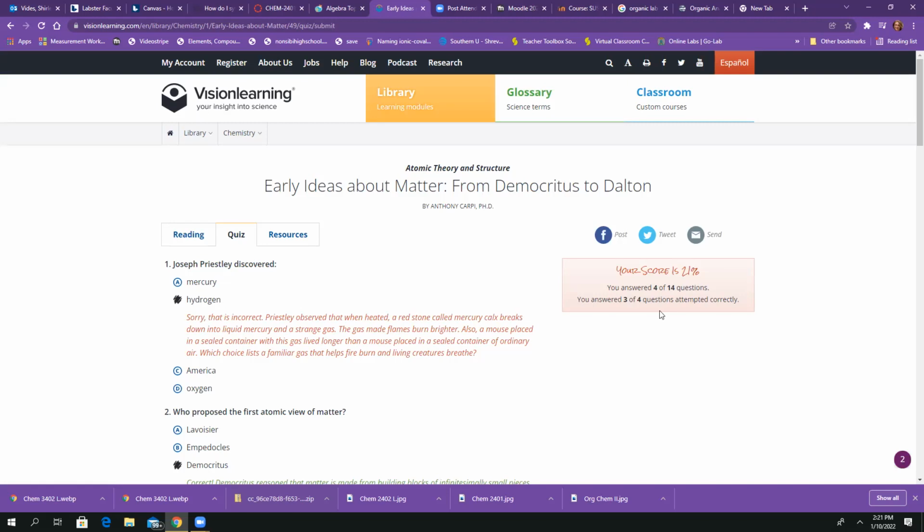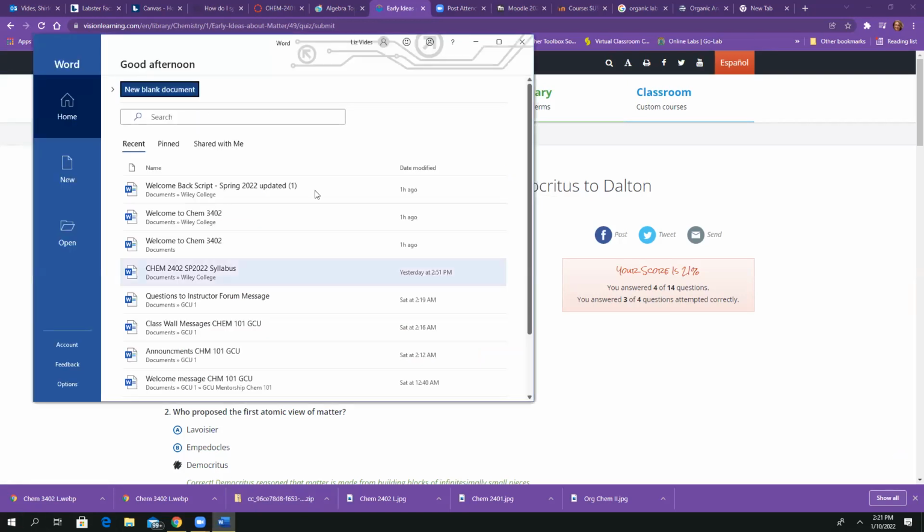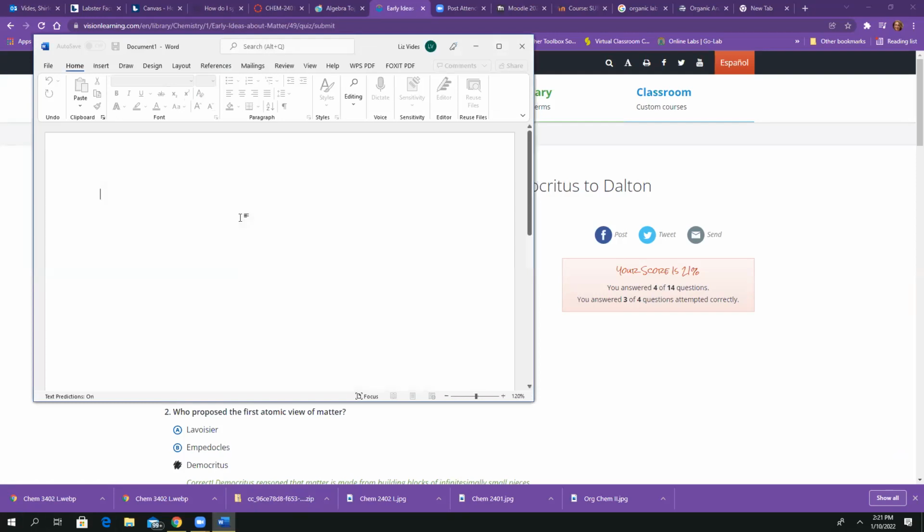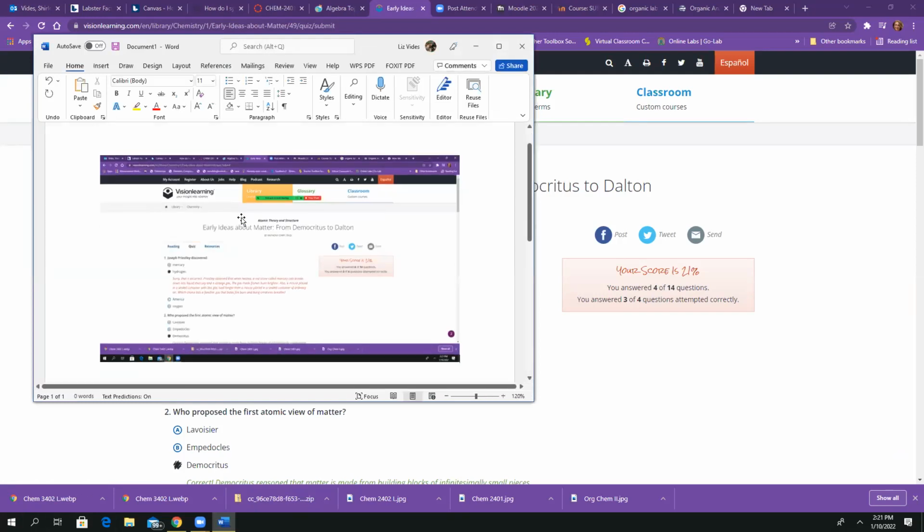Okay. So here, what you're going to do is a print screen. And in order to do a print screen on a computer, you can do Control Print Screen. And the next thing to do is you can go to a Word document and paste it. See that? Okay. That's how I would do it. And that way it's just one document. All five in there in one place. Boom, boom, boom, and you get your bonus. All right.